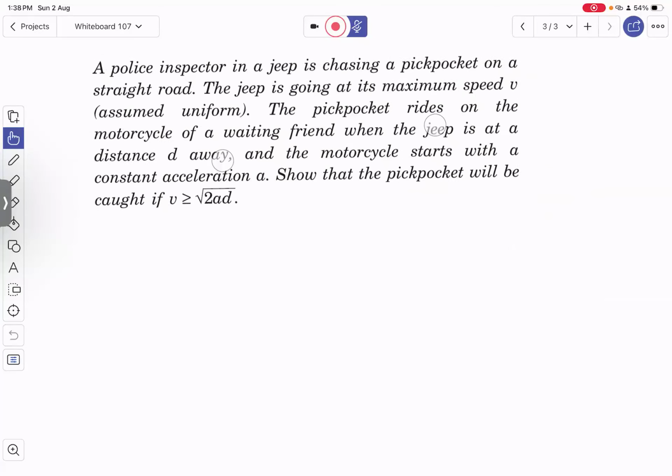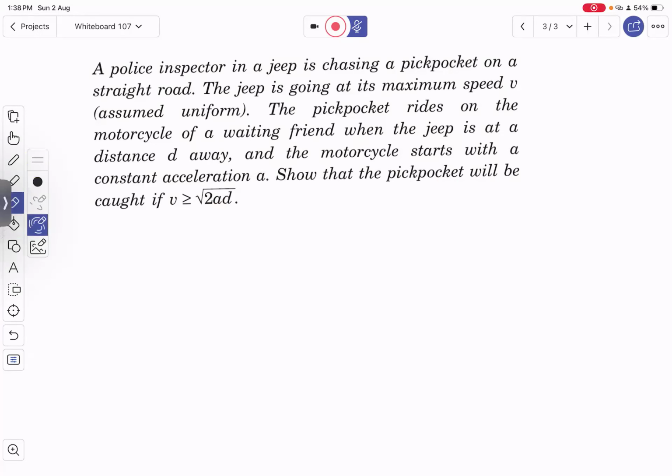A police inspector in a jeep is chasing a pickpocket on a straight road. The jeep is going at its maximum speed v, which is constant. The pickpocket rides on the motorcycle of a waiting friend. The jeep is at a distance d away. The motorcycle starts with a constant acceleration a, so that the pickpocket will be caught if v is more than or equal to the root of 2ad.